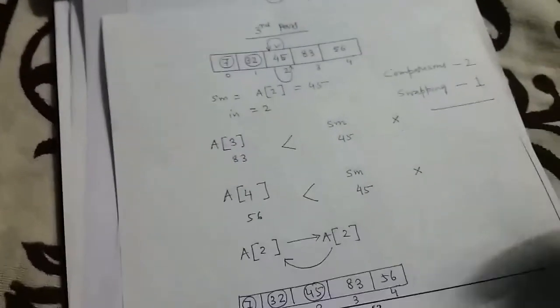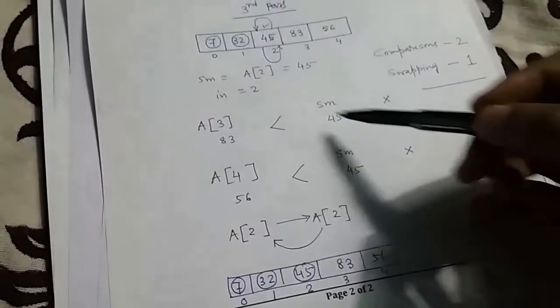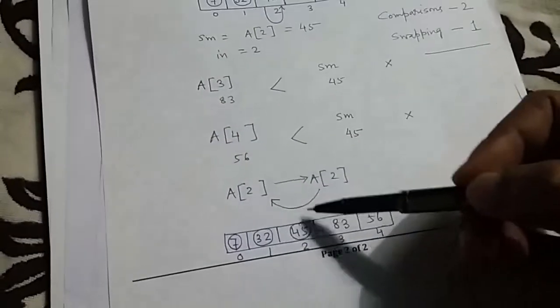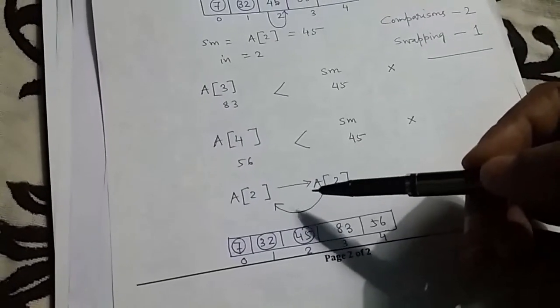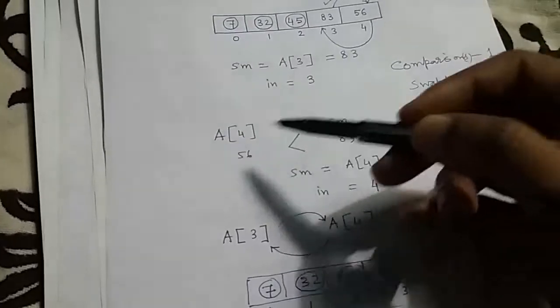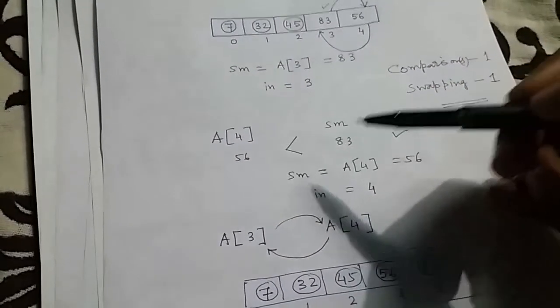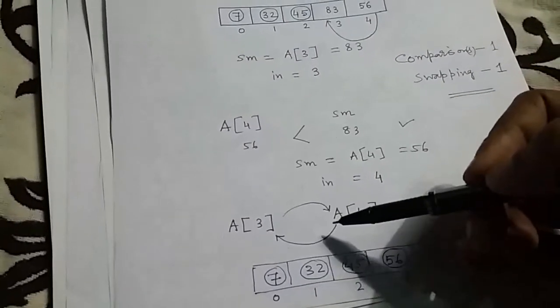In the third pass also the same thing, the comparison performed and then the swapping performed. In the fourth pass also element consideration, comparison, that is inside the nested loop, and then swapping.